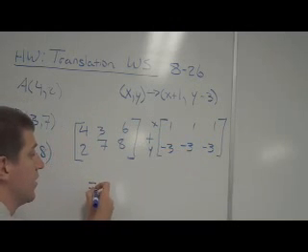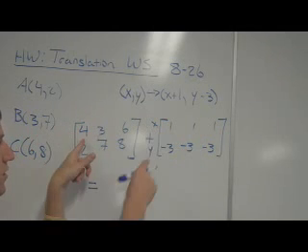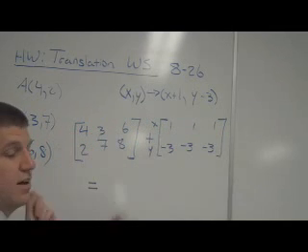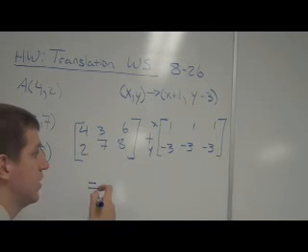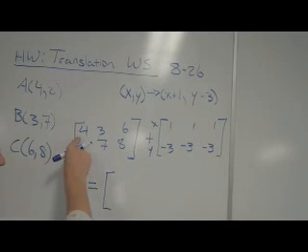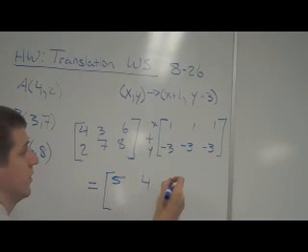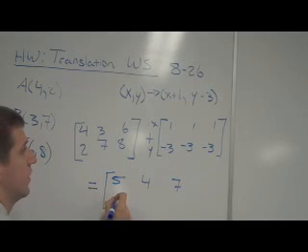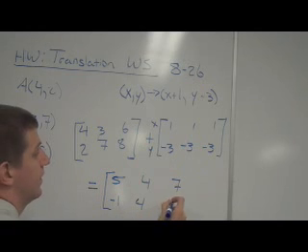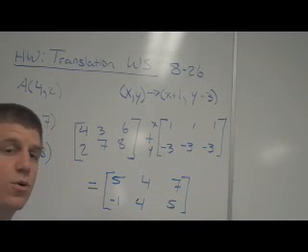We add those up with matrix addition and we match up our corresponding pieces. So top left and top left, middle and middle, top right, to come up with our new image, the final product of our translation. 4 plus 1, 5, 4, 7, -1, and 4, and 5. And those are our new ordered pairs.